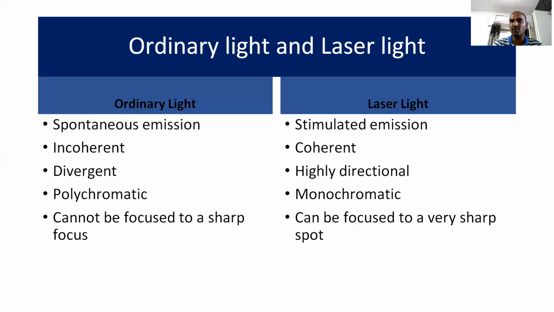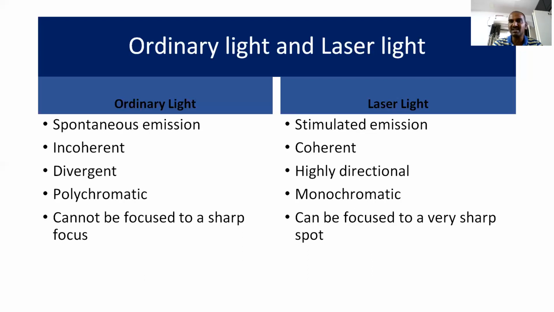So here we have coherent photons. All such coherent photons travel in only one direction. That's why you are able to focus them towards a specific direction. So that's why you can say it is highly directional. And monochromatic. What is meant by monochromatic?